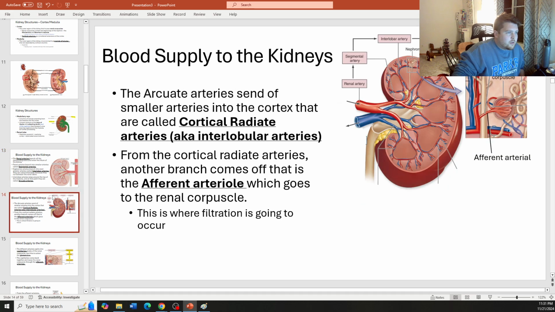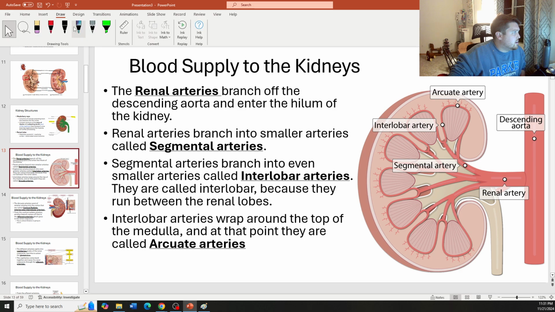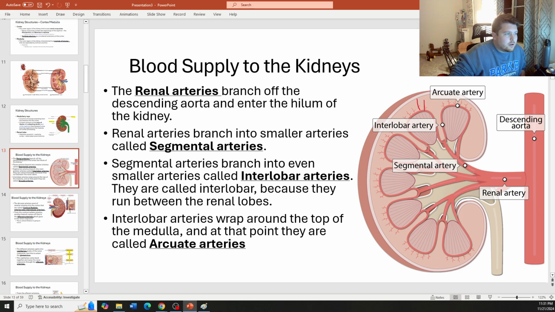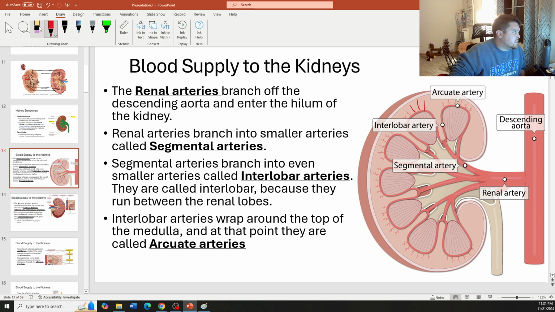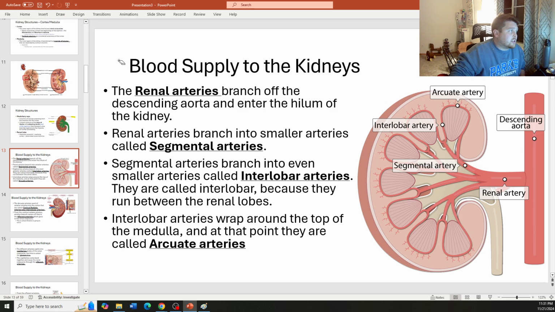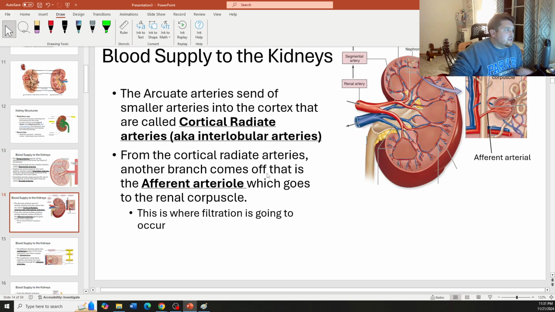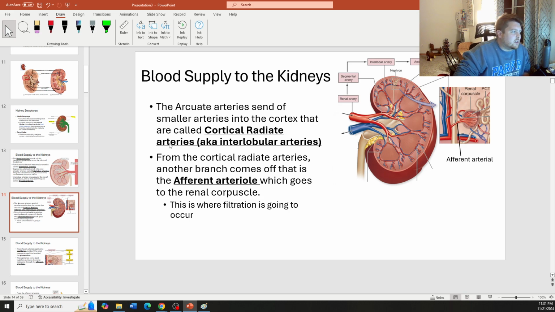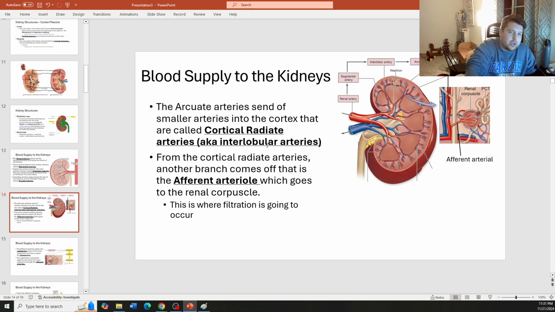Now it doesn't stop there. The arcuate arteries give off more of these little branches. You see these little branches popping off along here. These are more arteries, and we give them a name. And actually, we give them two names because they have an AKA. These are our cortical radiate arteries. They're also known as interlobular arteries. Okay, don't get those two confused. Interlobar arteries are on the lateral sides of the medulla. The cortical radiate arteries are coming off of the arcuate arteries, and they are going through the cortex. Okay?